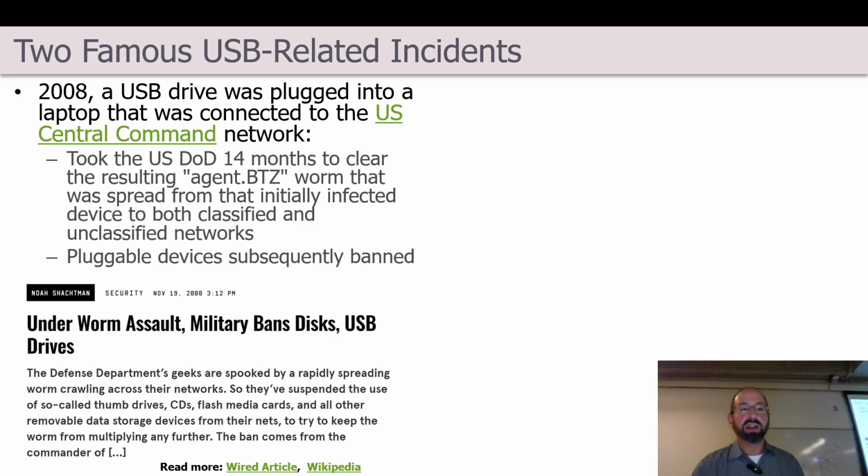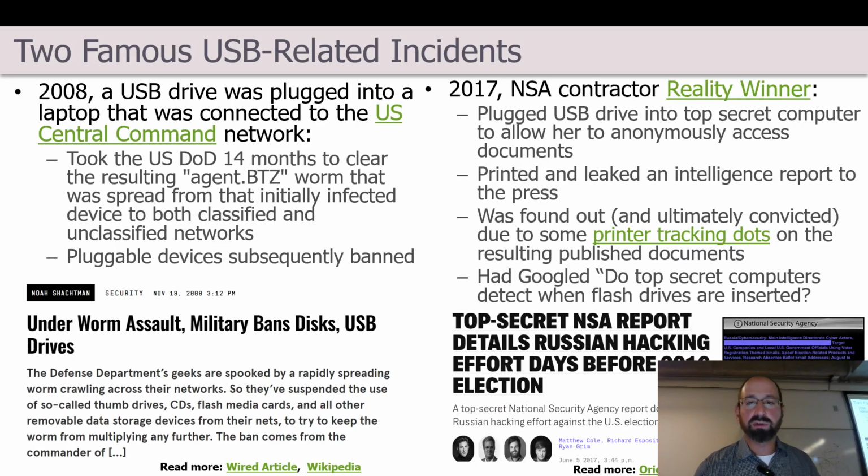And in fact, you'll read an article that says the DoD is saying, we're banning all USB drives and we're disabling that on all computers by default. That's clearly not been the case. There have been several subsequent incidents that are also basically USB thumb drive based incidents that caused all sorts of problems after the fact.